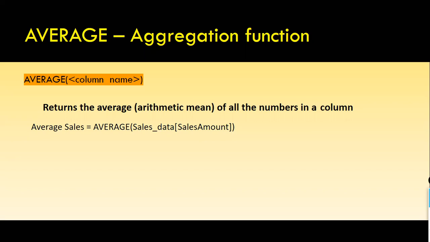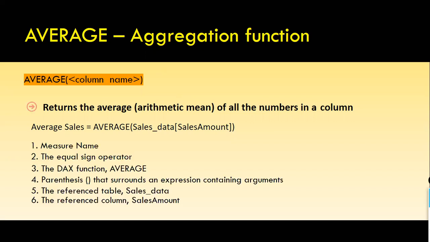It will add all the values and divide by the number of samples in the denominator. For example, you have 1, 2, 3. It will add all the values, 1 plus 2 plus 3, divided by 3. How many data points? Total number of data points. So that is what your average is. Okay, so this is the example, average of sales amount. It gives you the average.